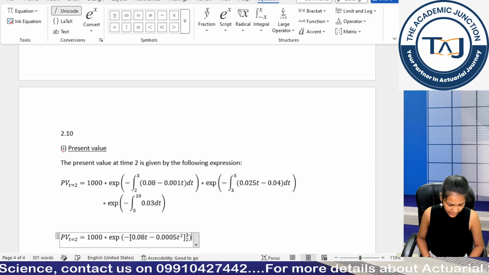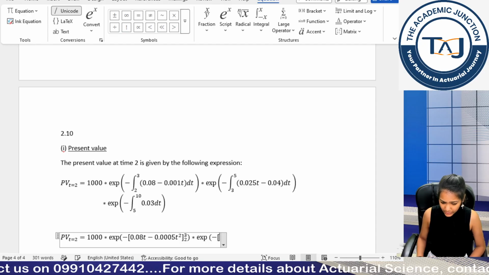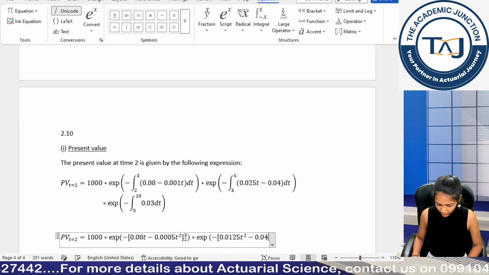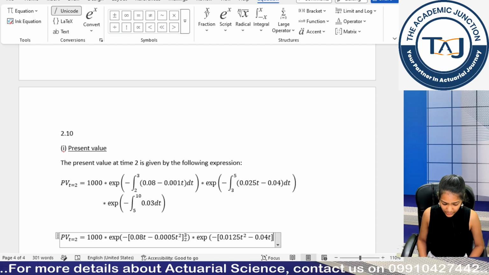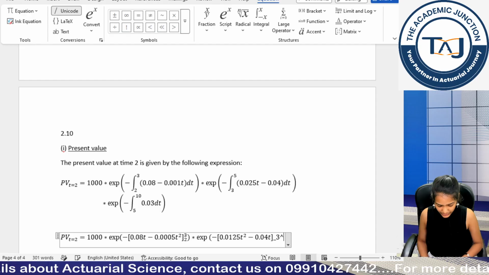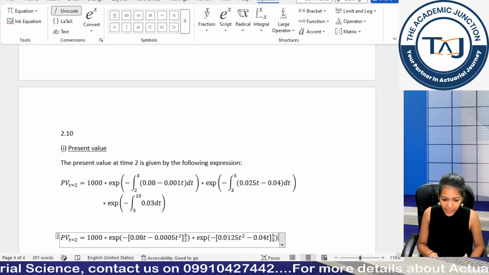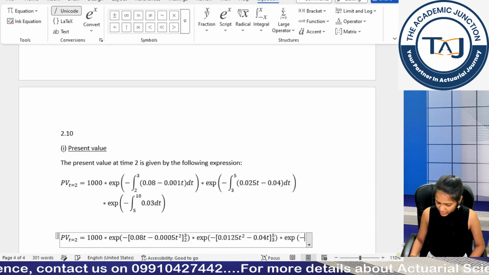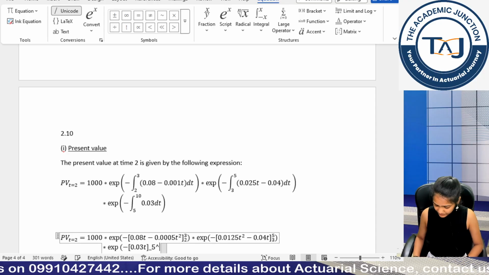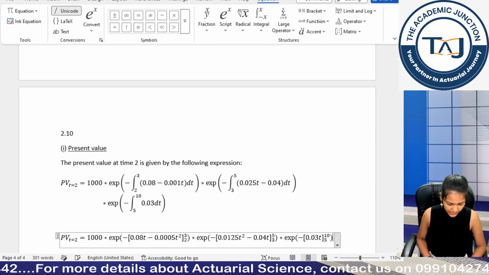Okay, brackets close, this an exponent again, minus this 0.0125t square minus 0.04t, this close bracket. Then we have to place the limits. So lower limit 3, upper limit is 5, pressing a space bar, brackets closed, space bar, again the last exponential term we will get it at 0.03t, brackets closed, putting the limits, space bar, brackets closed, space bar.